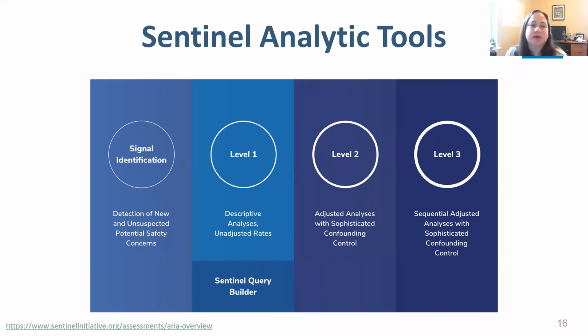We don't really know what to expect with it. We're going to look across the board very broadly and see if anything has an unexpected rate of a certain adverse event that we can then investigate further. So for signal identification, we typically right now use TreeScan, but we're developing other capabilities there as well. Those would be the signal identification tools.